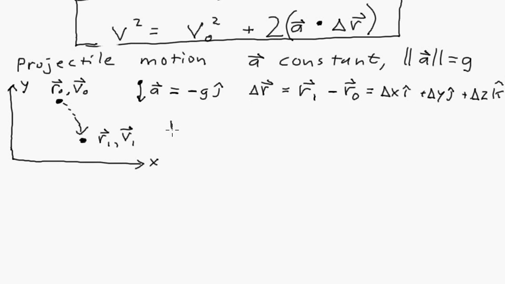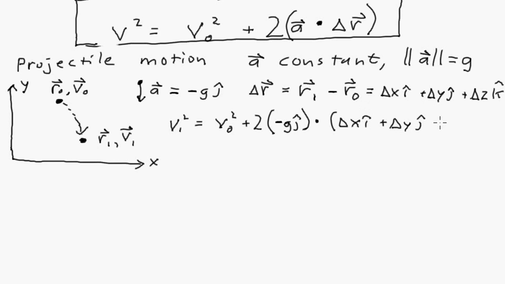So v1 squared, which is our v squared here, we're taking v1 as our endpoint here, equals v naught squared plus 2 times this acceleration vector, negative g j hat, dotted with delta x i hat plus delta y j hat plus delta z k hat.